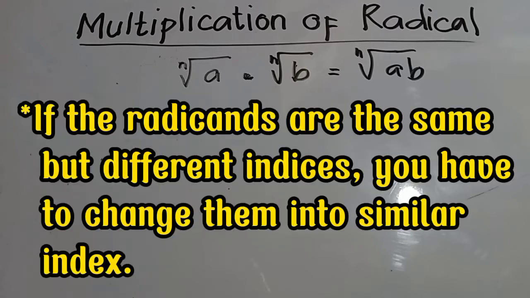Anong ibig sabihin nun? If the radicands are the same but different indices, you have to change them into similar indices. So, ibig sabihin, kung ang ating radicands ay pareho pero hindi sila parehas ng indices, so ano ang dapat natin gawin? I-change natin into similar indices para magiging same ang ating index.